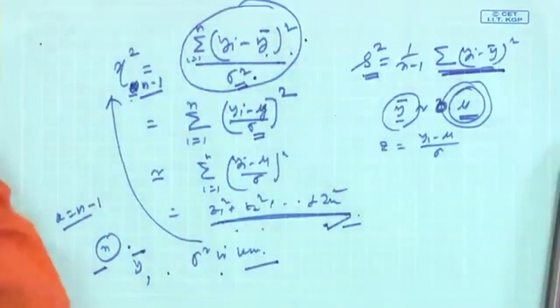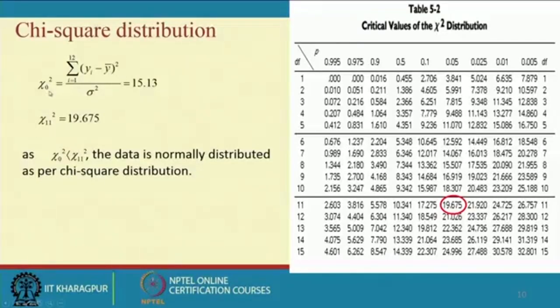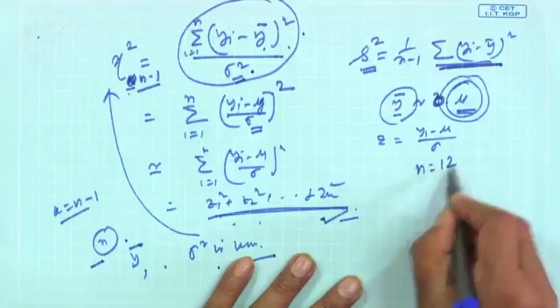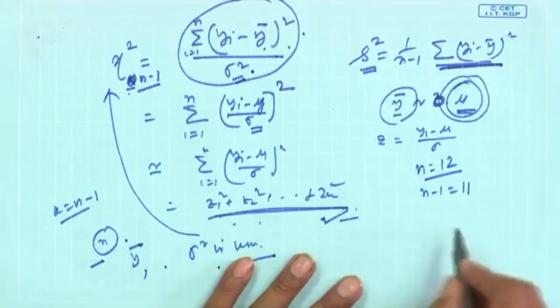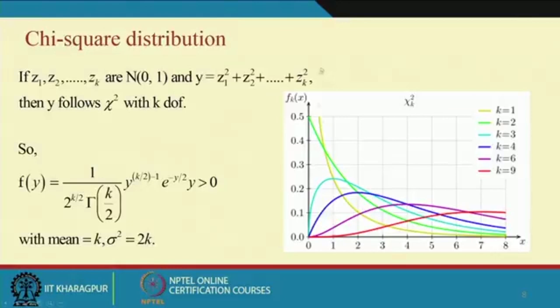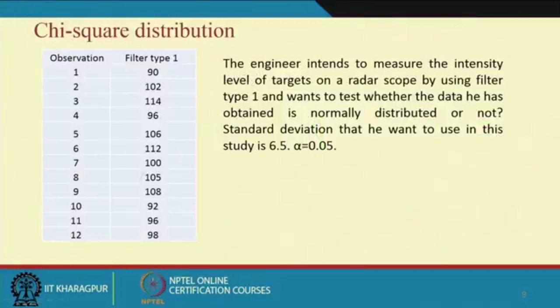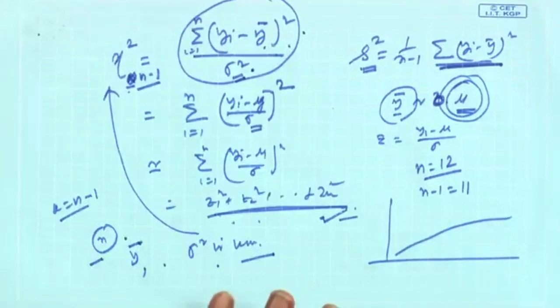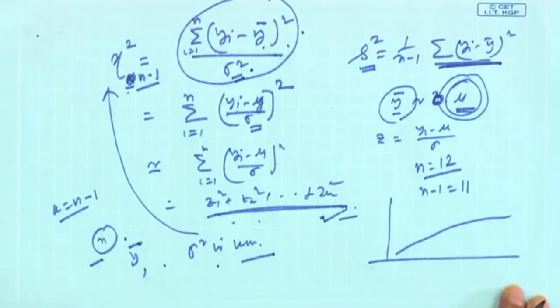Anyhow, in this example, we have computed chi square 0, this is just notation used here. This value is 15.13. Suppose I know that our n is 12, so n minus 1 is 11. Then the distribution here with k degrees of freedom, k equal to 9 is something like this, and k equal to 11 will be something like this.